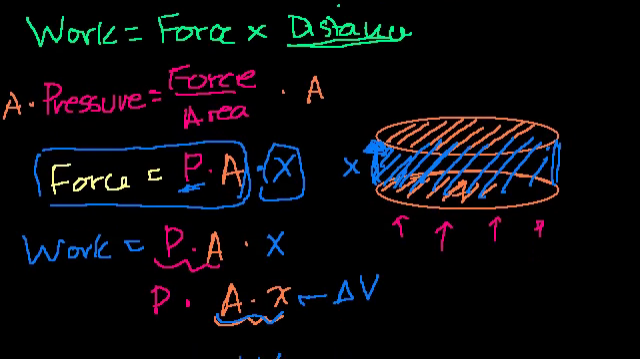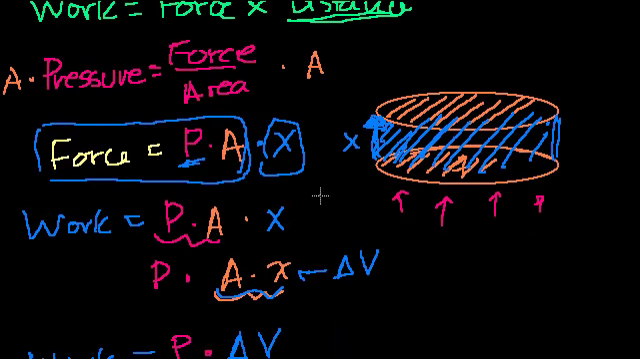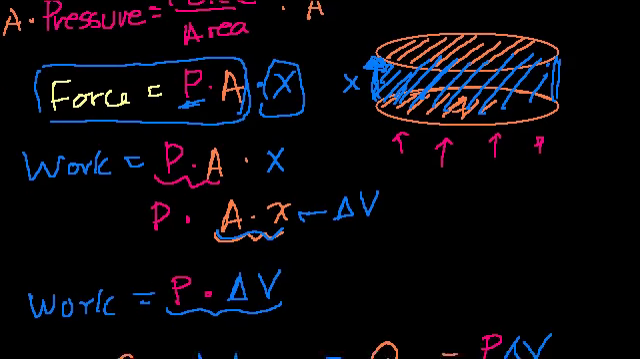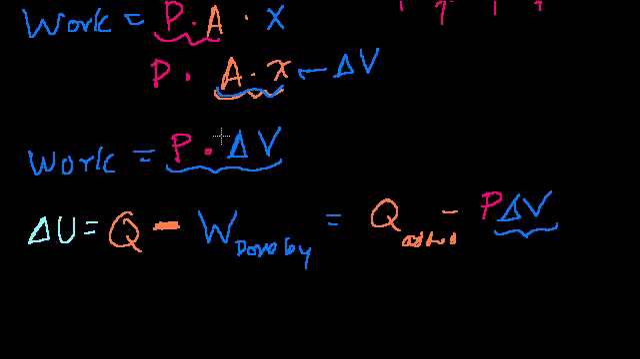We said we could have written that as pressure times our area times our distance. And the area times the distance is the change in volume. And so we came up with a neat little formulation that the work done by a system could be written as the pressure times the change in volume.